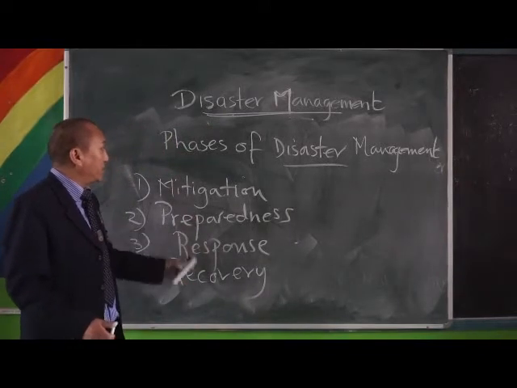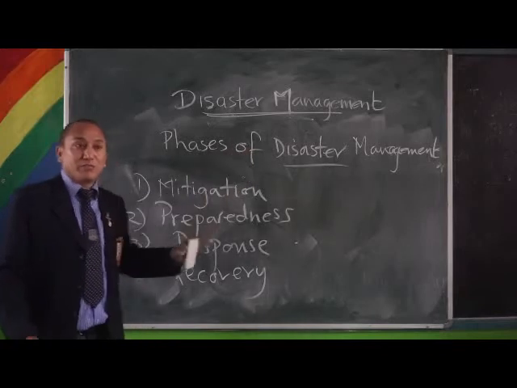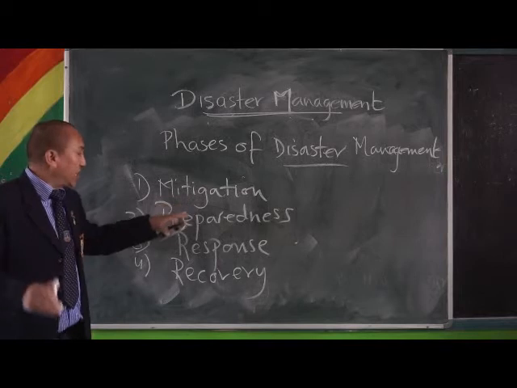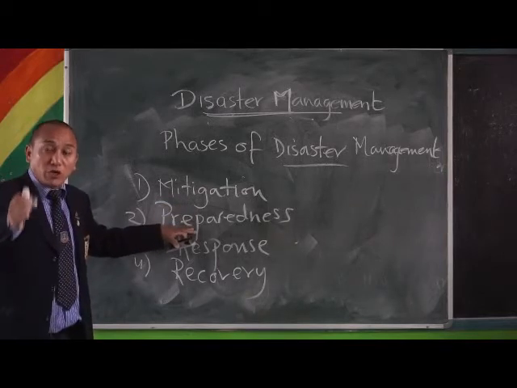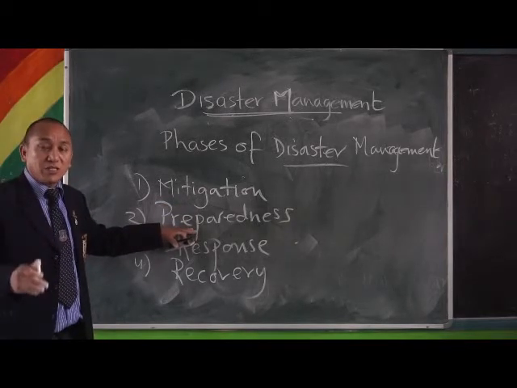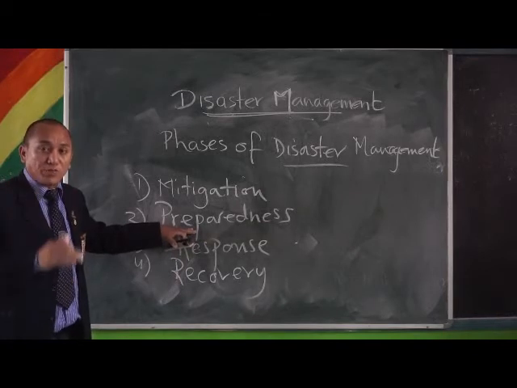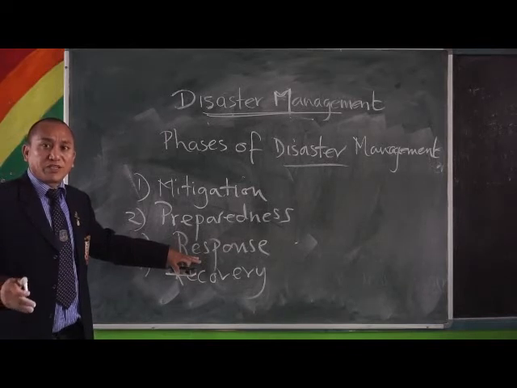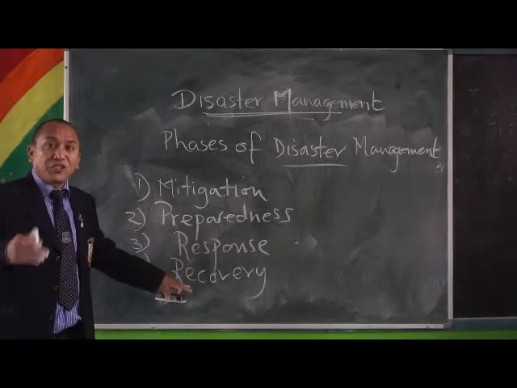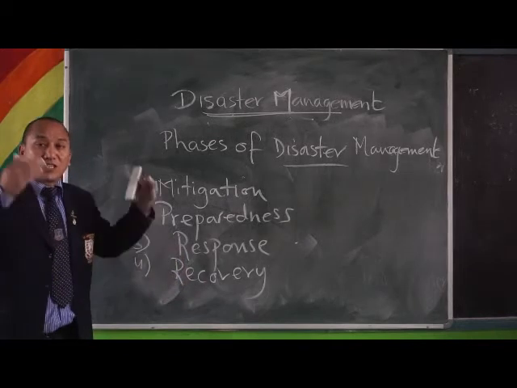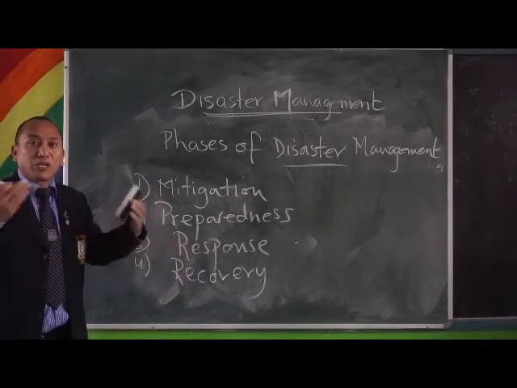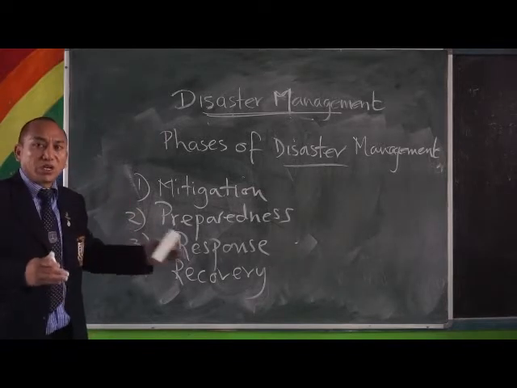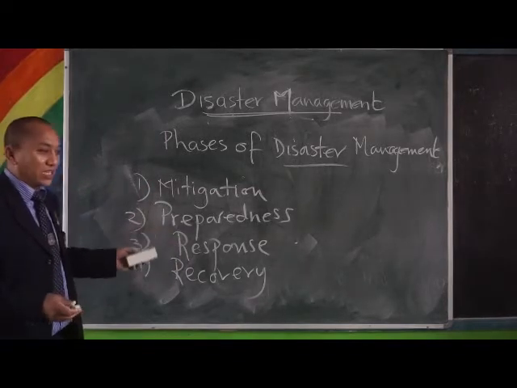These are the 4 phases of disaster management. Mitigation, to reduce the seriousness of the disaster. Preparedness, how much are you prepared to face the disaster? Response, how do we respond to it when a disaster takes place? And recovery, after the disaster has taken place, how do we recover ourselves? What should we do to recover ourselves? These are the phases of disaster management.